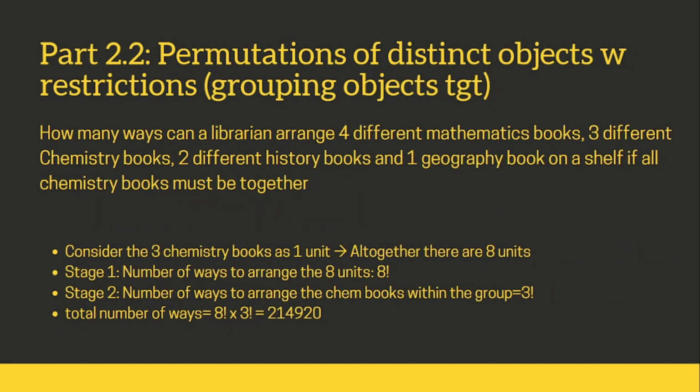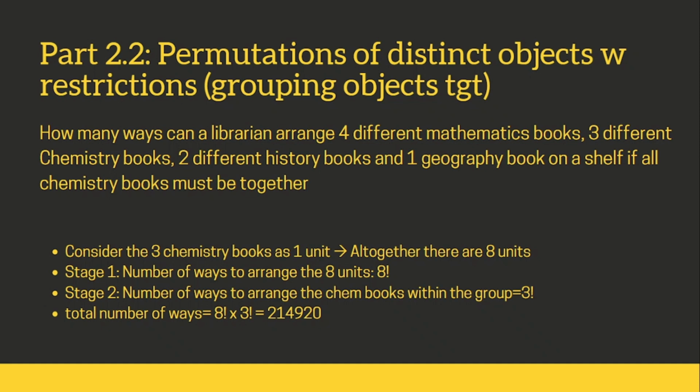Then this is another scenario for permutation questions, which is grouping objects together. So let's say there are different kinds of books like mathematics, chemistry, history, and geography books. In this question, how many ways can a librarian arrange all those books on a shelf if all the chemistry books must be together?